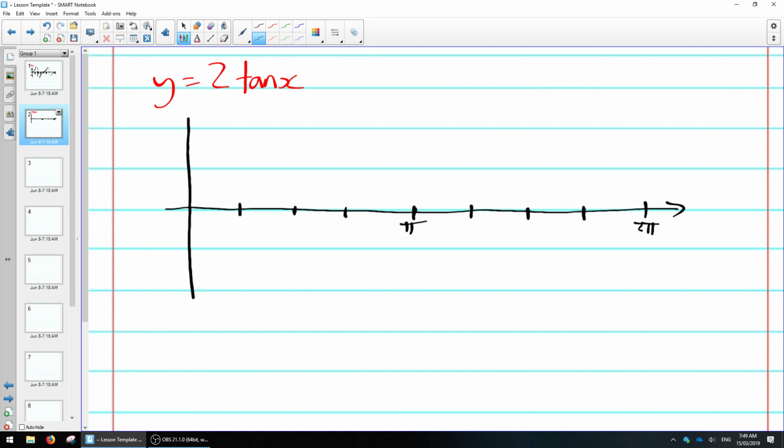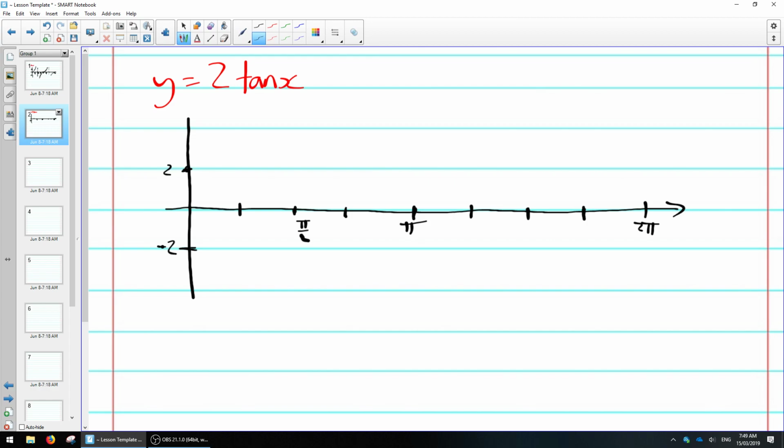And what I'll do is, because of the 2, rather than plotting 1 and negative 1 this time, I'm going to plot 2 and negative 2. So I'll put it maybe there. That's going to be my 2, that's going to be my negative 2. So first of all, what happens at pi?